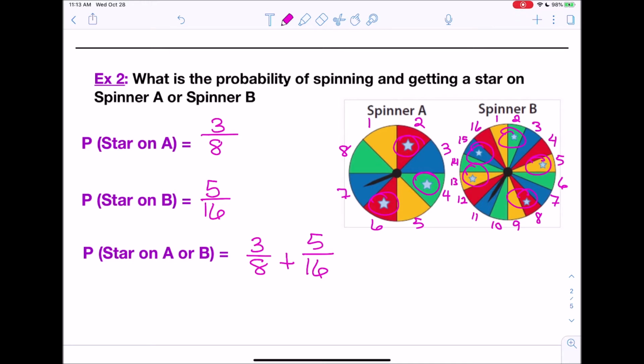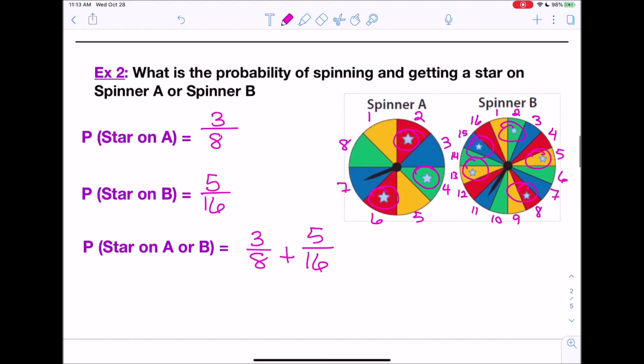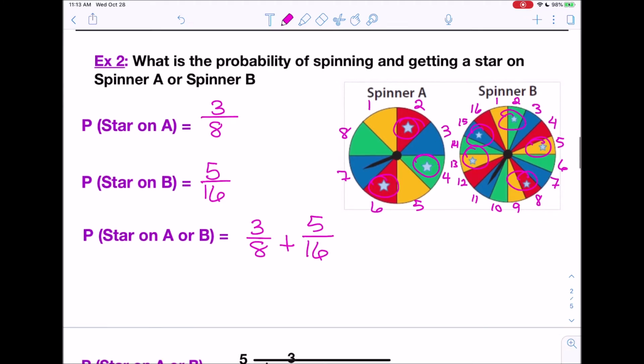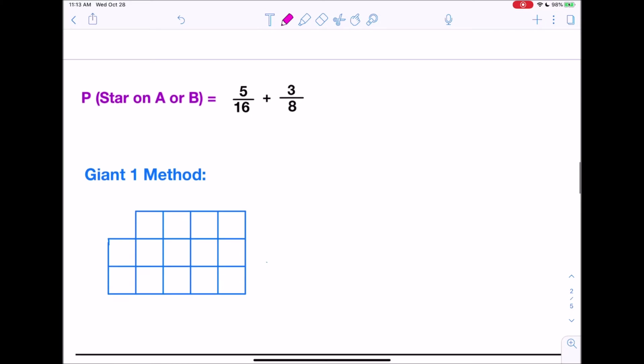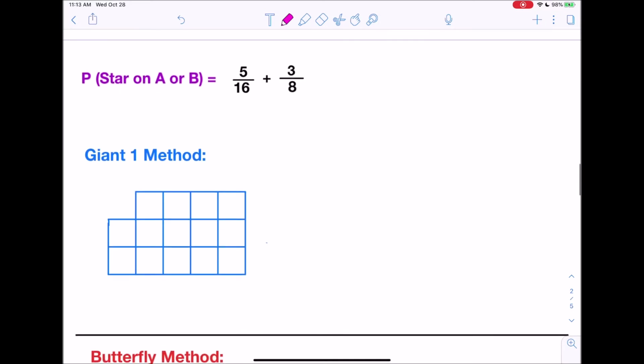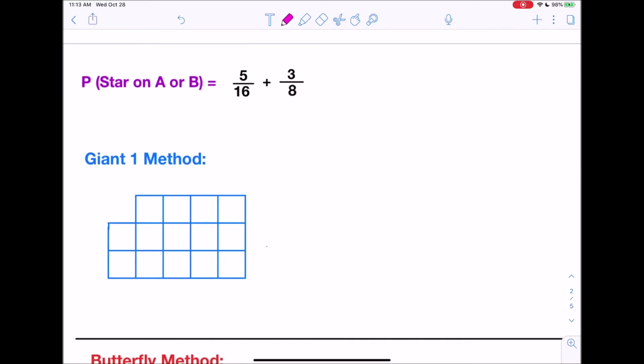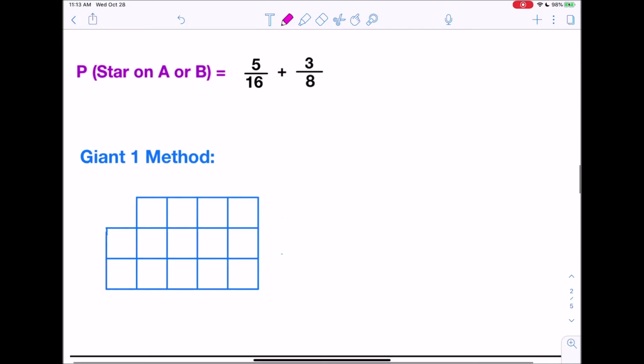So let's go ahead and look at a couple of different methods we could use for solving this addition problem with two fractions. So the first way we're going to look at it is by using the traditional method. Now the traditional method is the method where you use the least common multiple and a giant 1. So the first thing we need to do is find our least common multiple. That will tell us what our denominator is supposed to be.